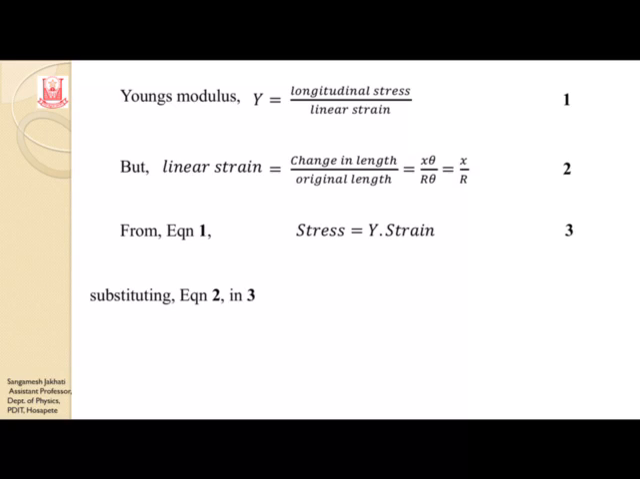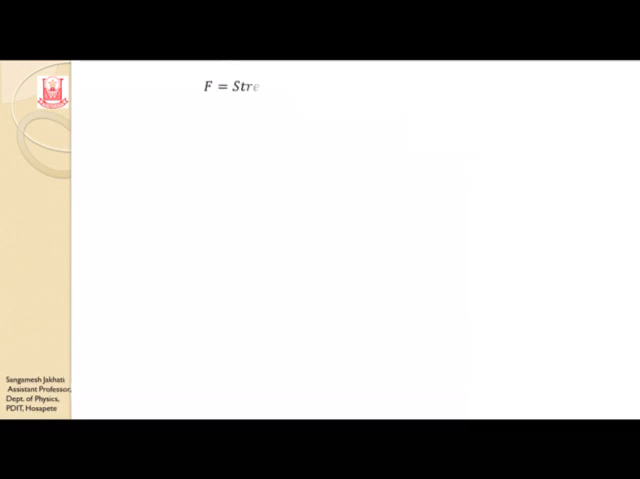Now substituting equation 2 in equation 3. In the right side of equation 3 there is a strain term, and we will substitute that value of the strain here. So stress is equal to y into strain, that is x by r, which we already got in equation 2. Stress is force per unit area, that is F by delta A. Then what is this delta A? Let us discuss it. F is equal to stress into delta A.